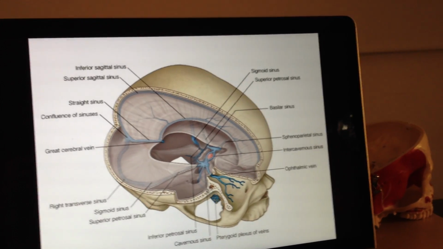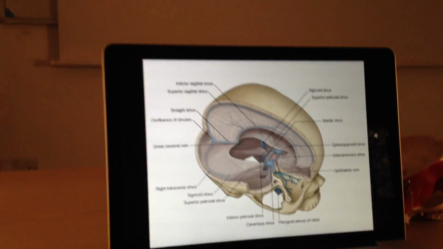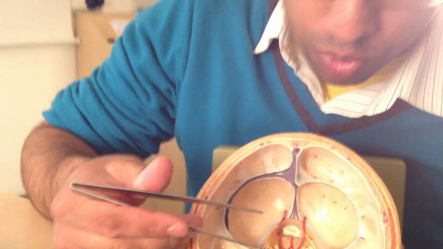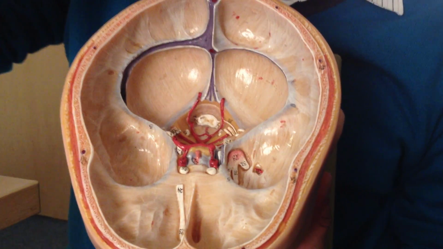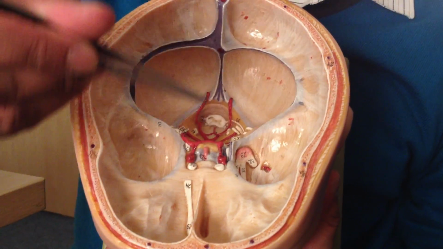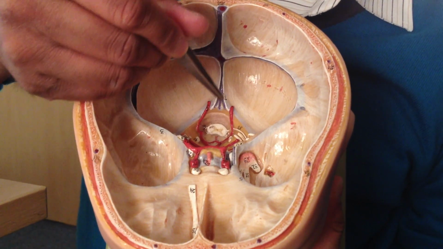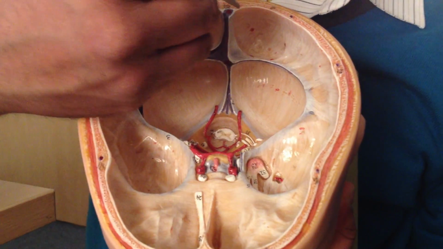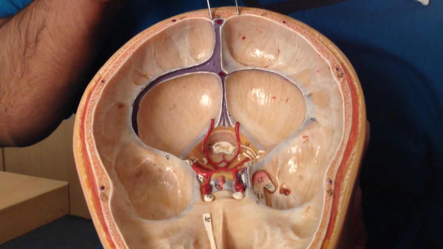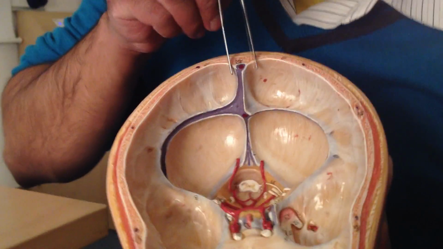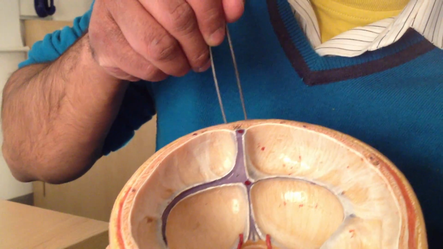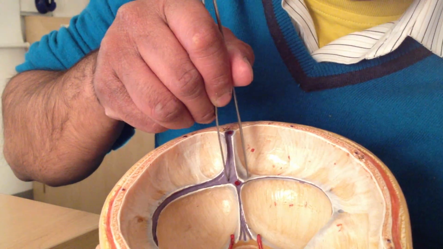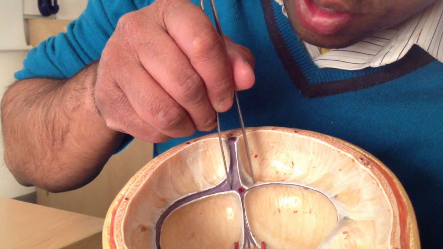Now, if I show you where that is on this model here, you see that? Looking, this is anterior, this is posterior. So the superior sagittal sinus is across there, the inferior is across there, the straight sinus down there, and they meet at this area here. This is called the confluence of the sinuses. Sorry, here's me pointing across here. I actually mean down here. Sorry, my mistake. So this is the confluence of the sinuses here.